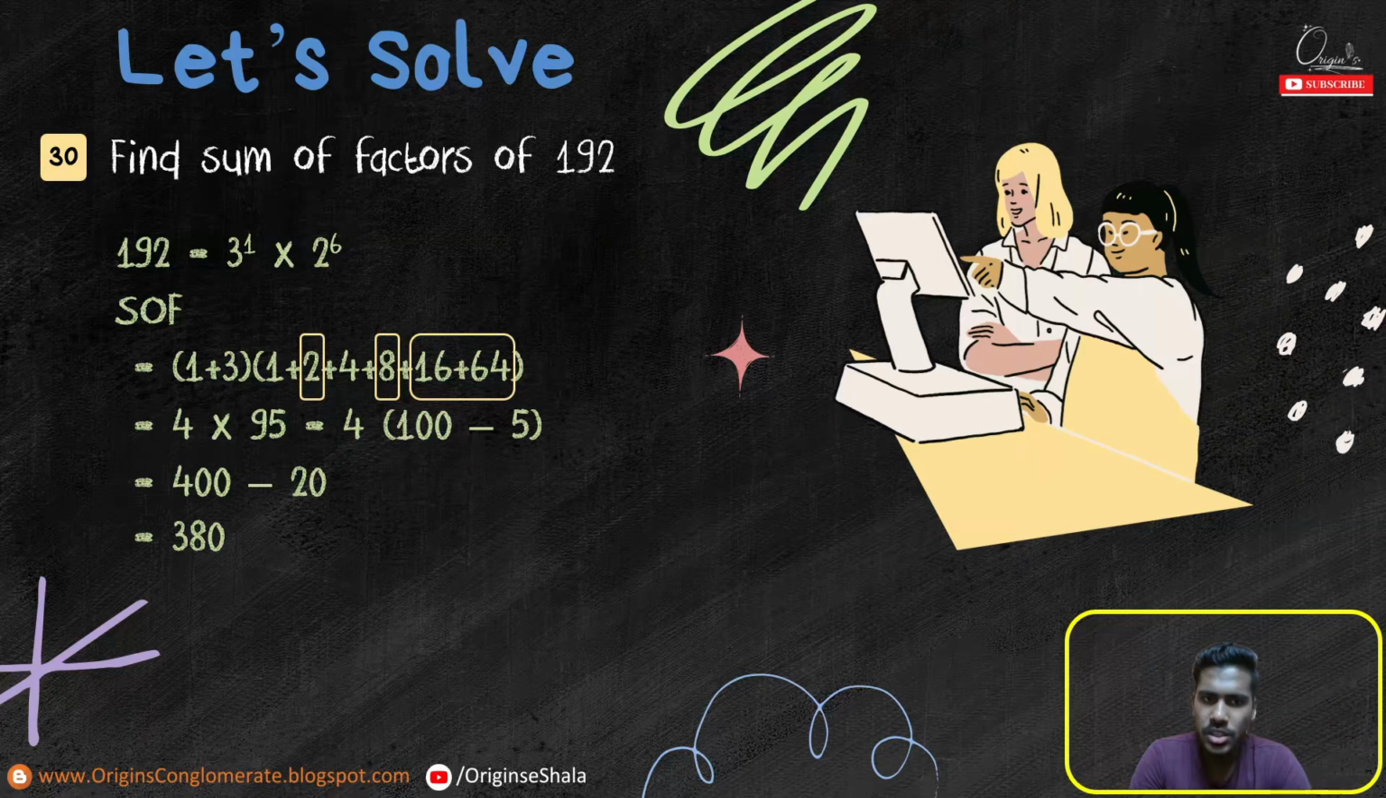So just for demonstrating how I go about it, I have written all this, but you don't need to write. So in essence, when you need to find the sum of factors for such a number, your answer will be coming in the third step itself. You won't be required to do all this calculation. Just after writing this bracket, 1 plus 3 and 1 plus 2 plus 4, in the next step you will directly get your answer if you know such small tricks, right?